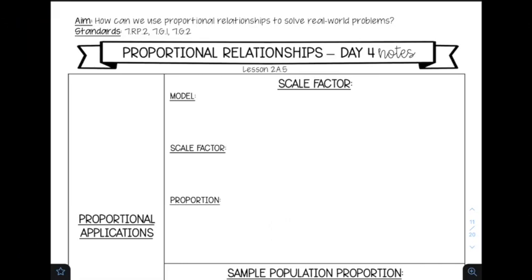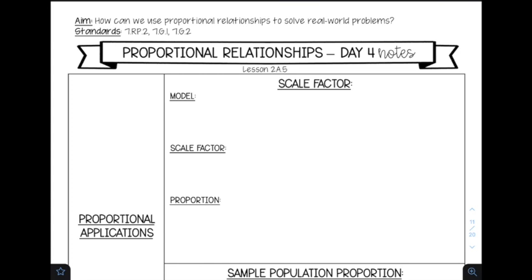Okay, welcome back. We are still in Unit 2 on proportional relationships. Today we are going to be talking about lesson number 5. Our aim for today is how can we use proportional relationships to solve real world problems. So today we're going to be talking about two concepts, scale factor and sample population, and we're going to apply our knowledge of proportions and how we can solve proportions in order to figure out and solve these real world problems.